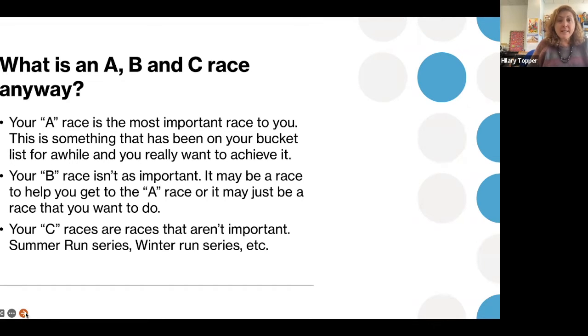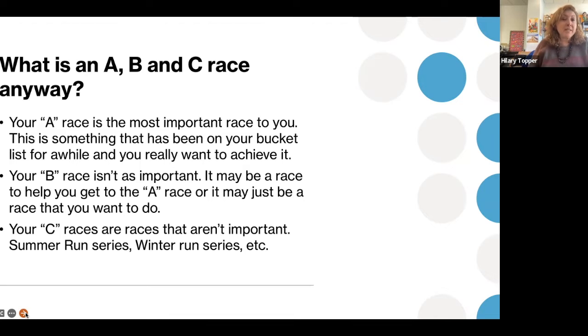The B races aren't as important. They help you to get to that A race. So if, say, for example, you're competing in a full Ironman, and it's going to take you 15 to 17 hours to complete it, do you run a half Ironman to help you get to that level? Or do you run a marathon? Some people say yes, some people say no. It depends. And if that's part of your race season, that could be your B race, right?